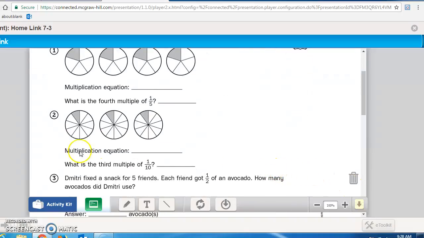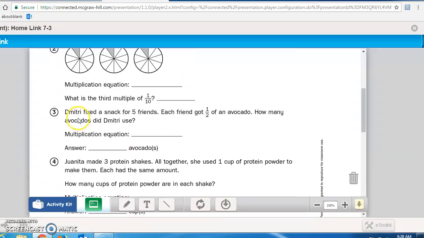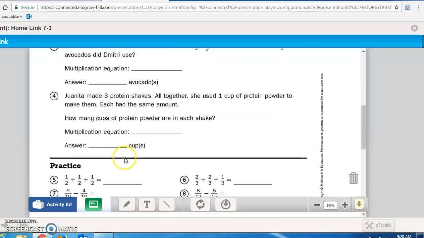For number 2, it says, what's your multiplication equation for what the picture in the drawing is showing you here? So what is the 3rd multiple of 1/10? Your answer should go here. Number 3, Dimitri fixed a snack for 5 friends. Each friend got half of an avocado. How many avocados did Dimitri use? Do your multiplication equation. If you need to draw it over here, do that. And then answer how many avocados.